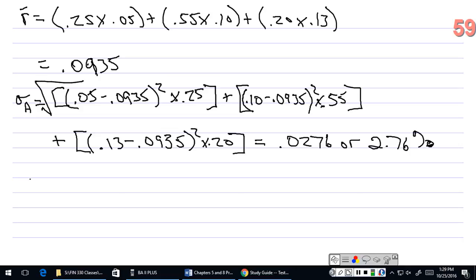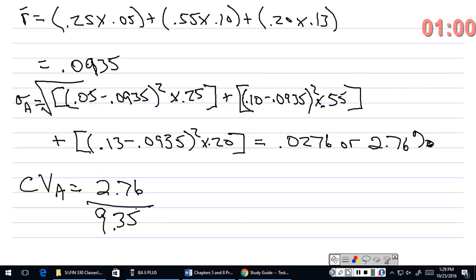And then the last one, the coefficient of variation for asset A, is simply going to be the standard deviation of 2.76 divided by the expected return of 9.35. And you can do it either way you want to. If you want to put 0.0276 and keep with the decimal format we've been using, that's fine. You're going to get the same thing. And so it's going to equal 0.3. So for question 24, answer D should be the correct answer.